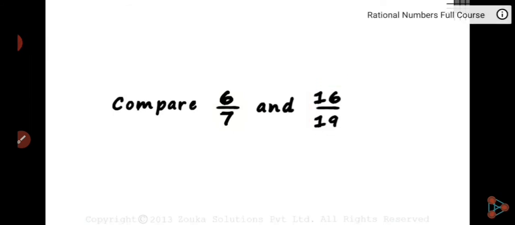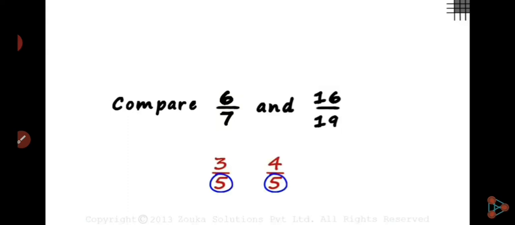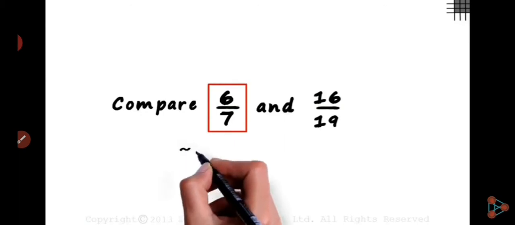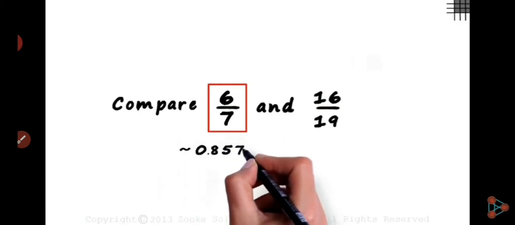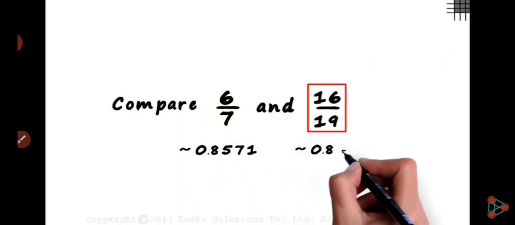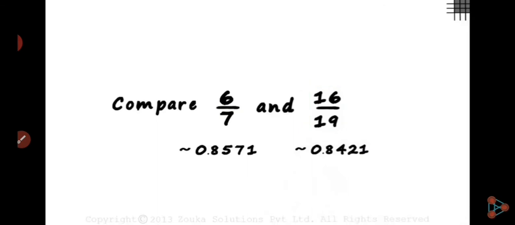Up until now, we have seen a very logical way of comparing two rational numbers. If the denominators are the same, the rational number with the greater numerator is greater. And if the denominators are different, we make them the same and then compare the numerators. Look at this example. The denominators are different. Using a calculator, we see that 6 by 7 approximately equals 0.8571 and 16 by 19 approximately equals 0.8421. Pretty close, I would say.